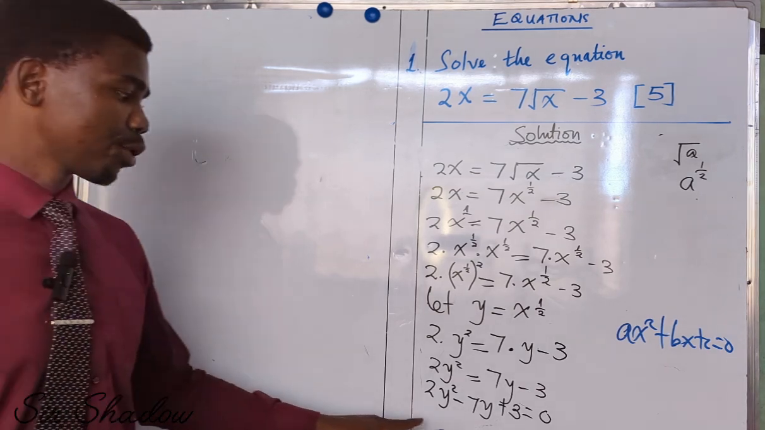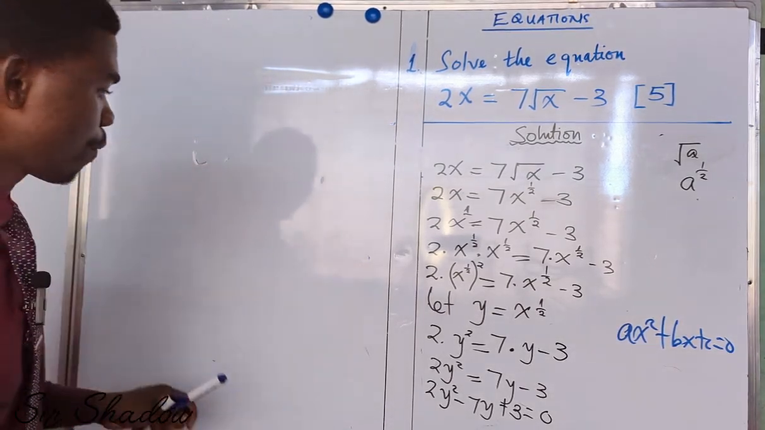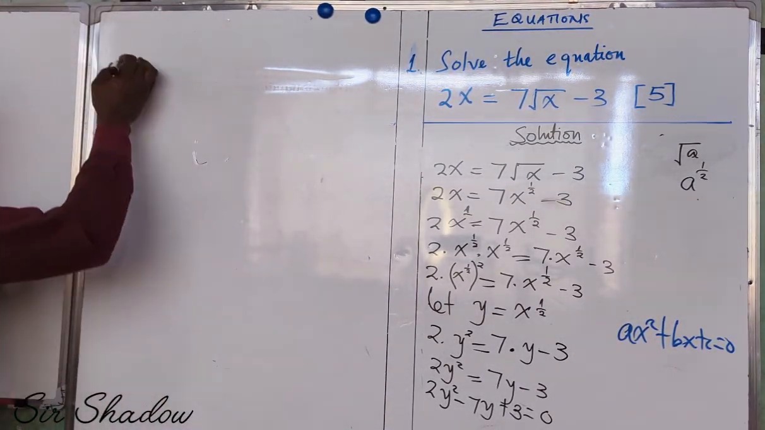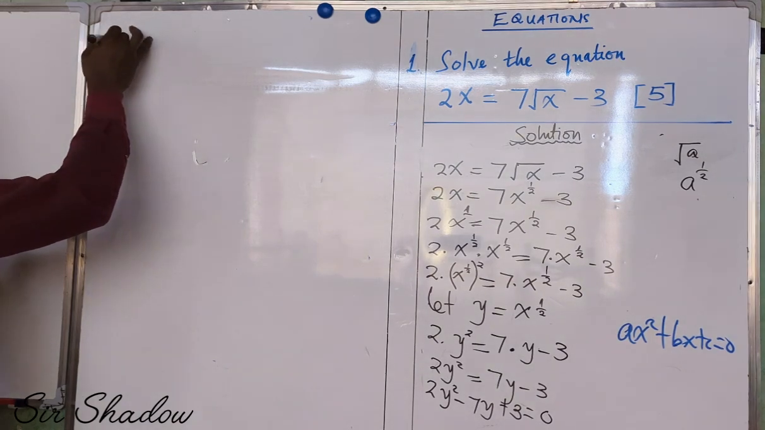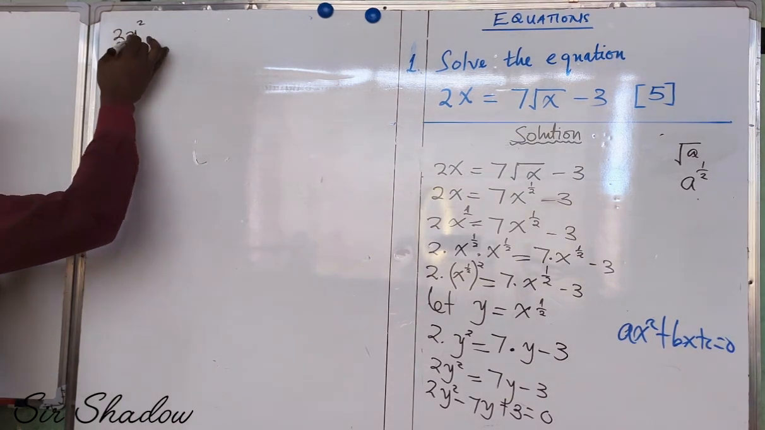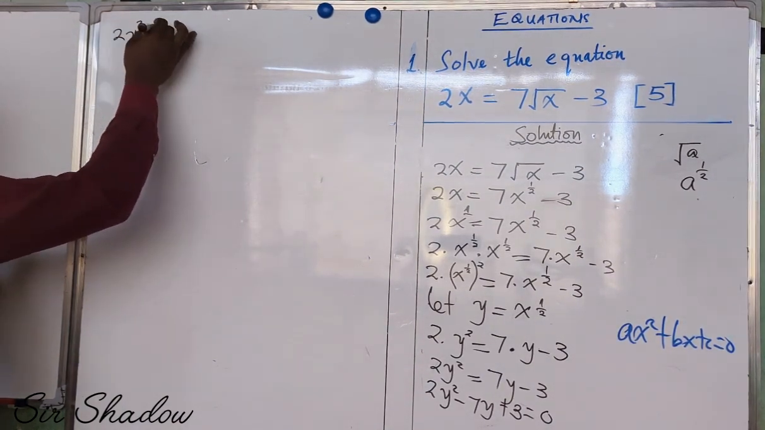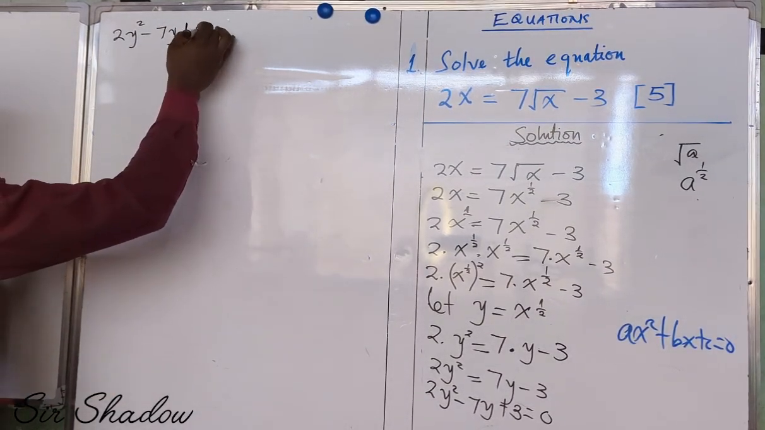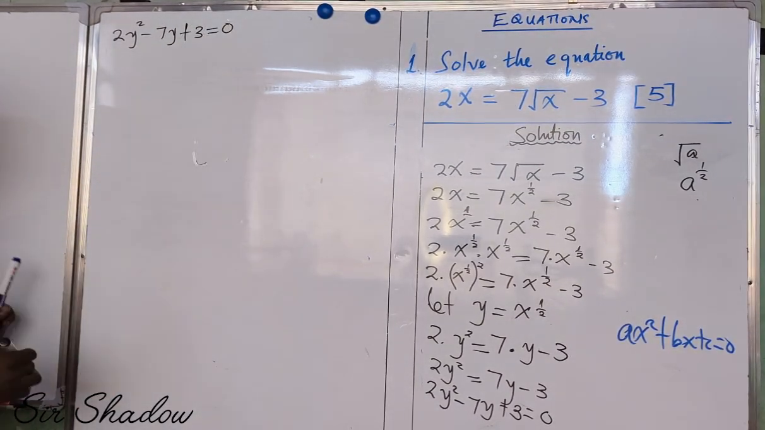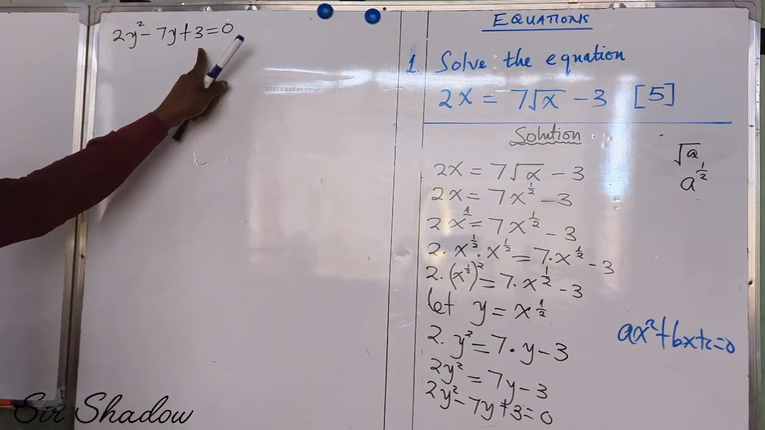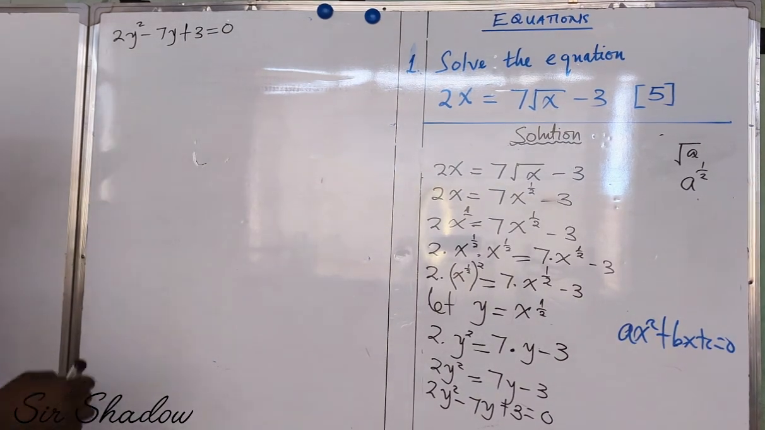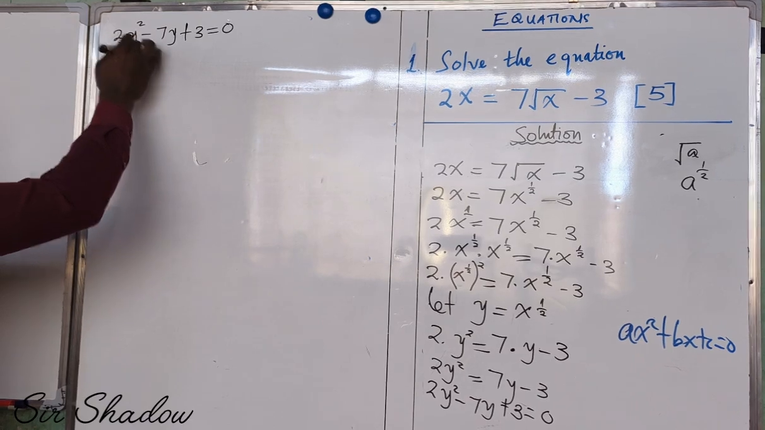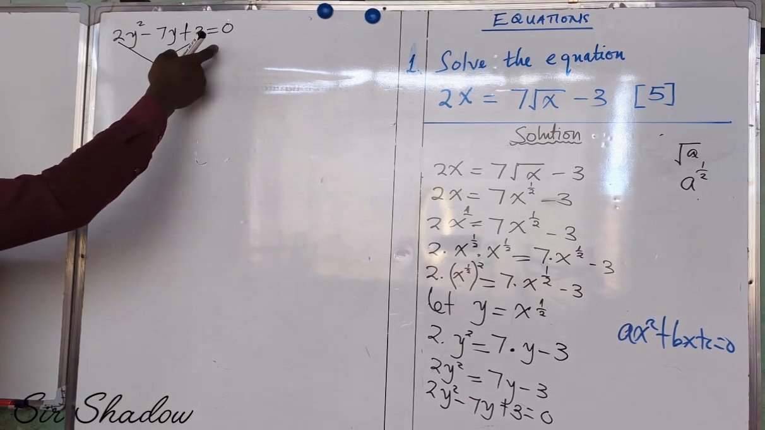So let me just solve this in order to find the value of y. So we have 2y squared minus 7y plus 3 is equal to 0. Solving this is an application of quadratic equations, ordinary level.